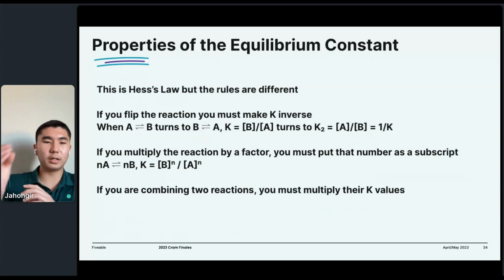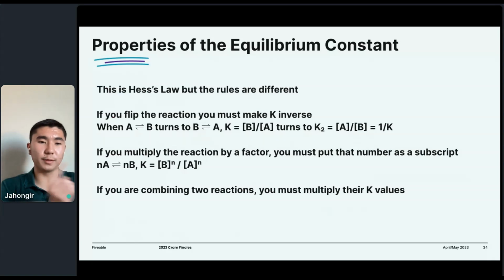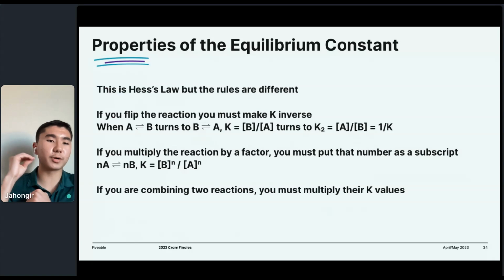So when you're trying to create the bottom reaction from those two reactions that you're given, if you want to flip the reaction, you must make K inverse. Now, in Hess's law, when you flip the reaction, you just change the sign. If it was negative, then it's positive now. But since we're flipping the reaction for our equilibrium constant, it's going to be 1 over K.